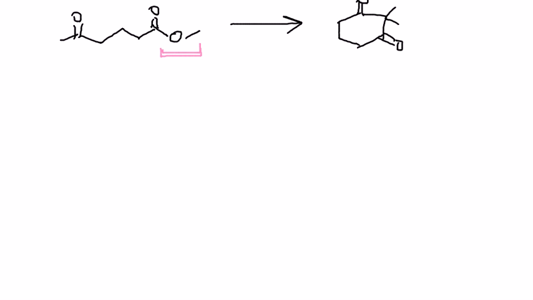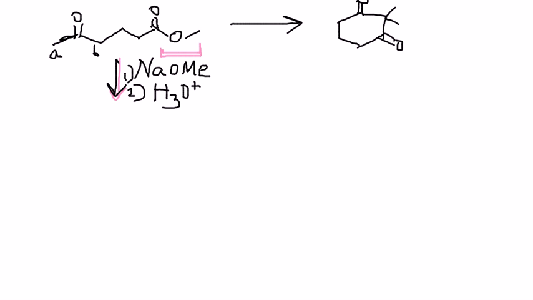So what would happen if you treat this is similar to one of the problems that we did for fill in the blank, I believe. I think it was Jessica's problem. But let's see what would happen if you treat it with sodium methoxide and you follow it with hydrolysis with hydronium ion. In that case, between the ones that you have here, let's call this A, let's call this B, let's call this C.